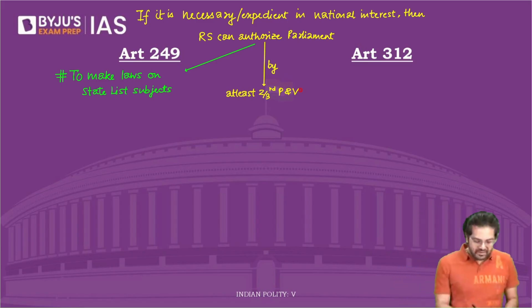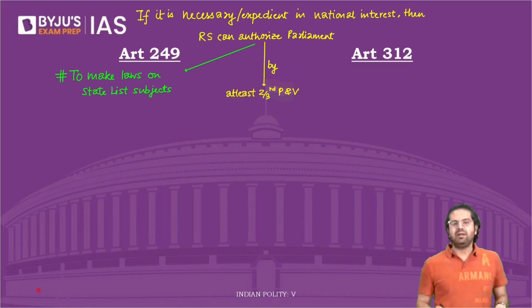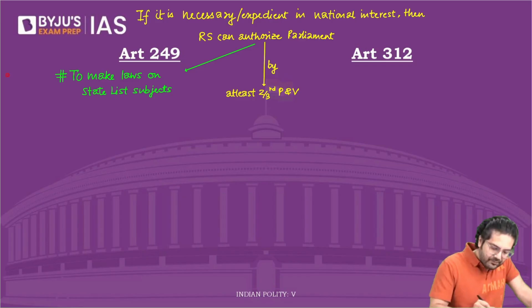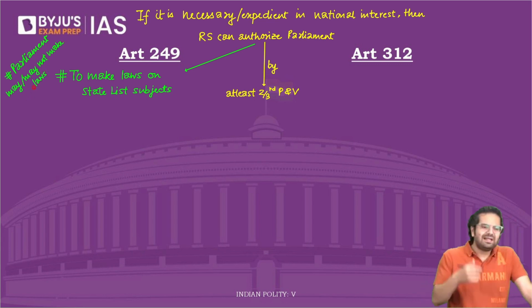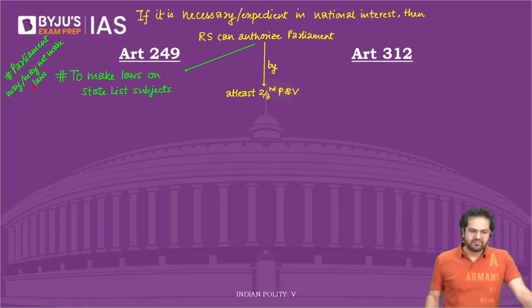Now, when the permission is given that come on, Parliament, now start making laws on state list subjects. So, firstly, it is not mandatory. It's just a permission given. Parliament may or may not make laws. It is not mandatory. It can make laws. On what topic? That is mentioned in the permission. That on the topic of public order for say Madhya Pradesh, Parliament make a law.